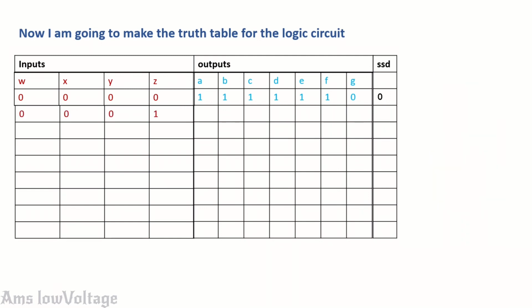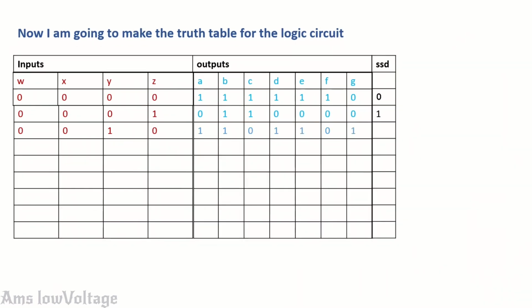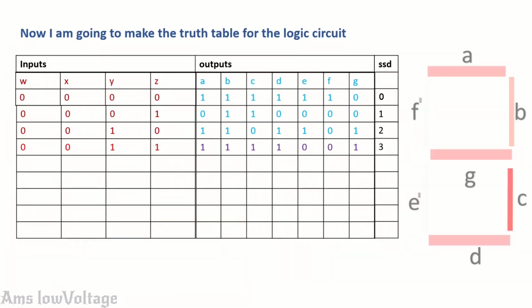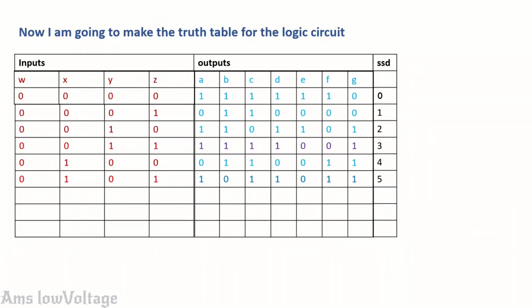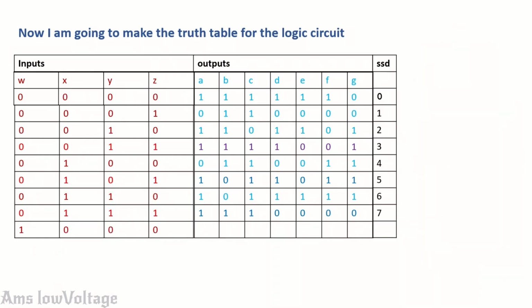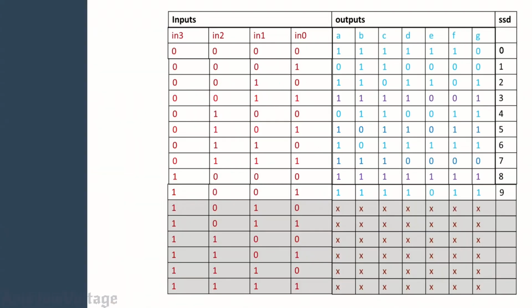And the next one, when the input is 0001, the output will make the shape for 1 like this, and accordingly all these inputs and outputs will make a form like this for 2, for 3, for 4, for 5, for 6, for 7, for 8, and for 9.